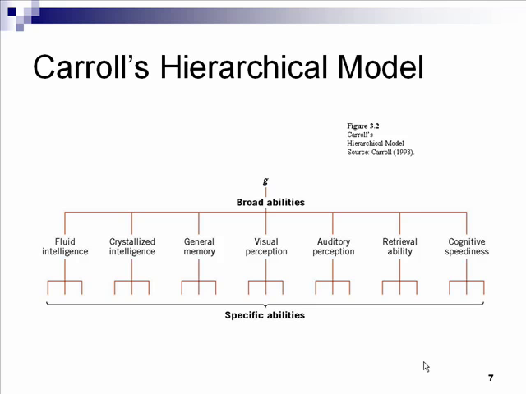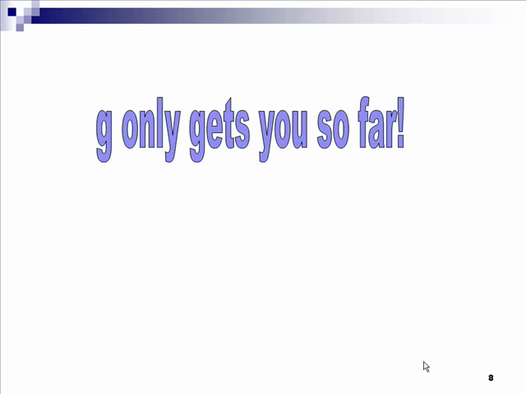Basically, Carroll proposed that there are three different layers of intelligence. What you see at the top is G, which is a broad measure of intelligence, or our ability to do a number of different things. And then as you go further down, we get down to more specific abilities. And so G breaks down into several different more specific abilities: fluid intelligence, crystallized intelligence, and on down to cognitive speediness. An important note for us to understand, though, is that G will only get you so far.